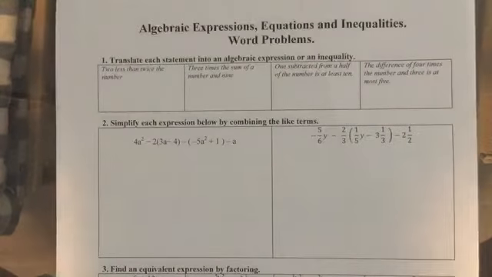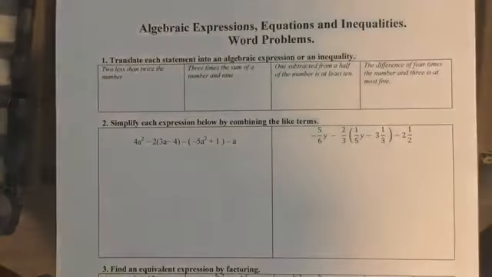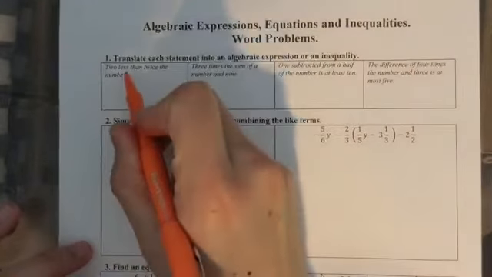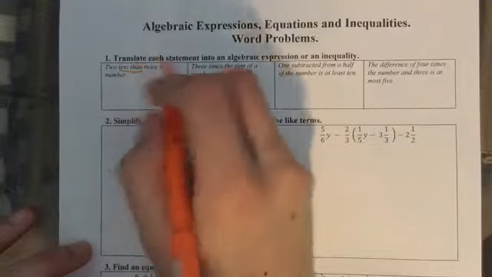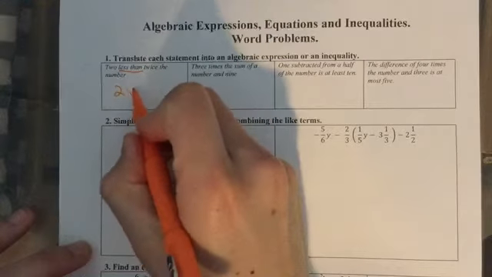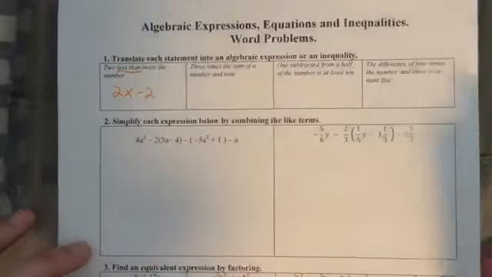Remember, unless it specifies a specific variable, you can use any letter for our variable. So 2 less than twice a number, remember less than means subtract, and we're going to switch the order. So that's going to be 2x minus 2.